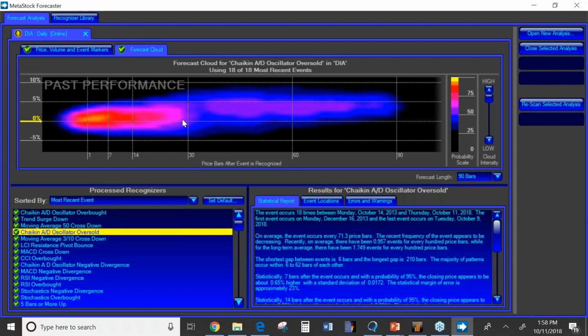Okay. Dale asks a question: can the forecaster only handle 5 days worth of data at a time? No, you can load as much data as you want into it. These are all great questions. Keep them coming.